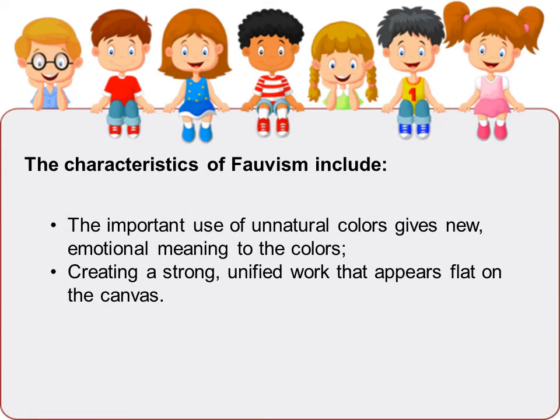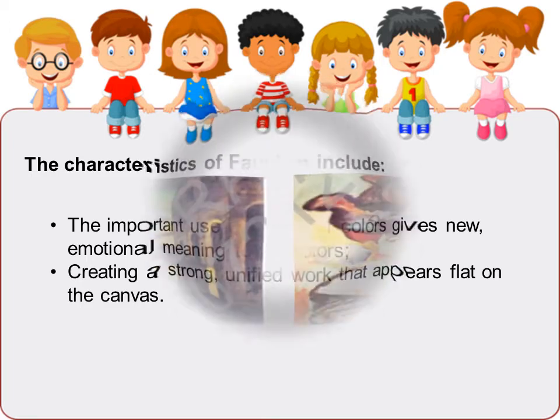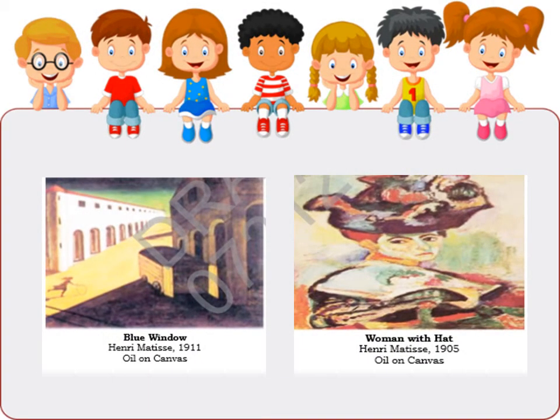The characteristics of Fauvism include the important use of unnatural colors, giving new emotional meaning to the colors, and creating a strong, unified work that appears flat on the canvas. This picture on your screen shows the artwork of Henri Matisse. We have The Blue Window in 1911 and Woman with a Hat in 1905.